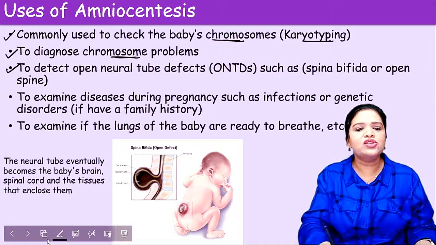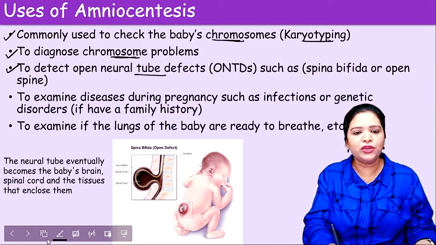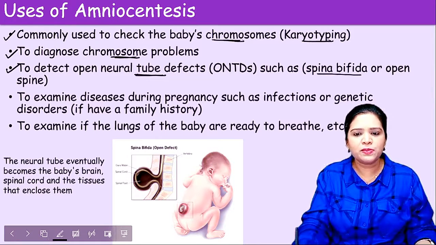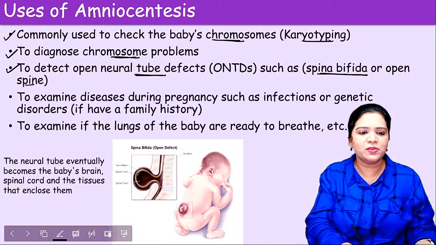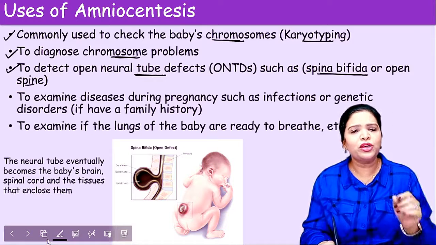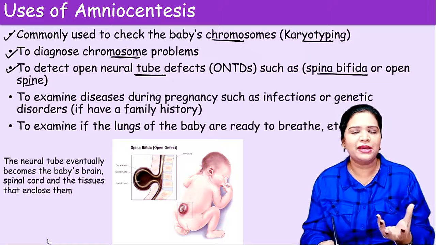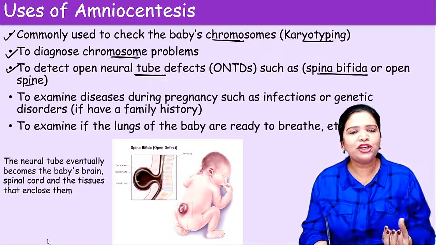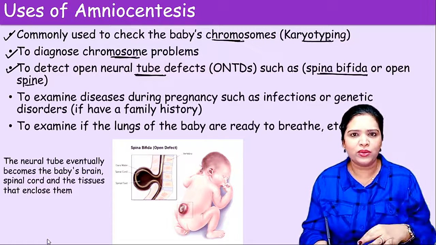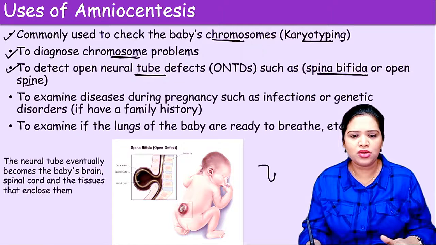The second one is to detect the open neural tube defect, which leads to spina bifida or open spine. So what is a neural tube? The neural tube is a small area when the baby grows, which we study in embryology. It develops into the brain, spinal cord and other surrounding areas. It will be like a small region like this.